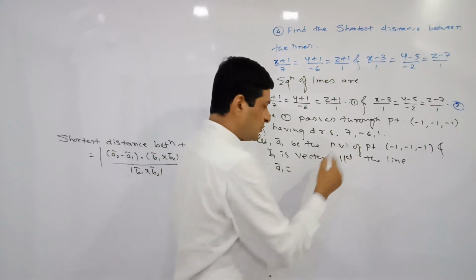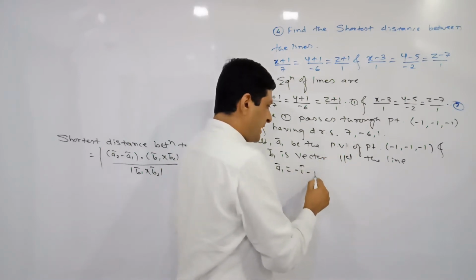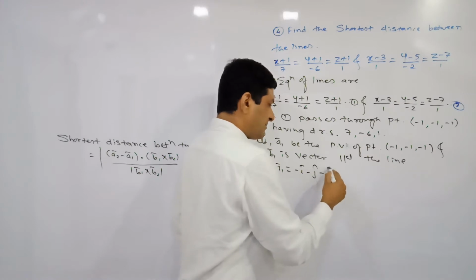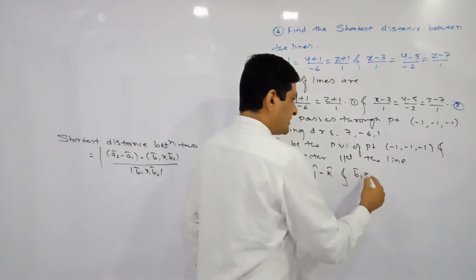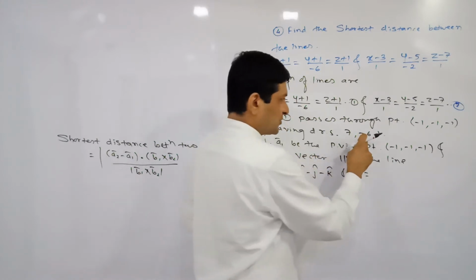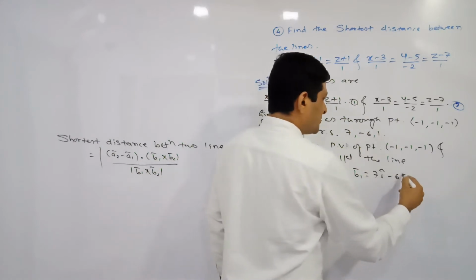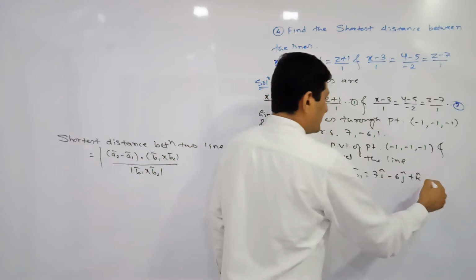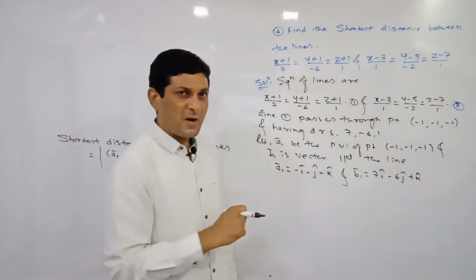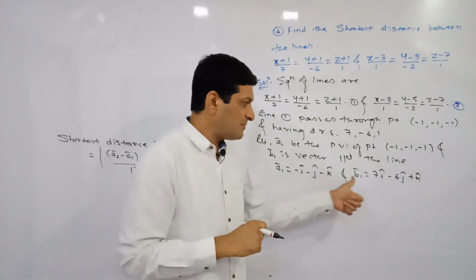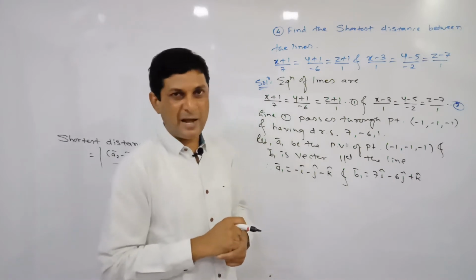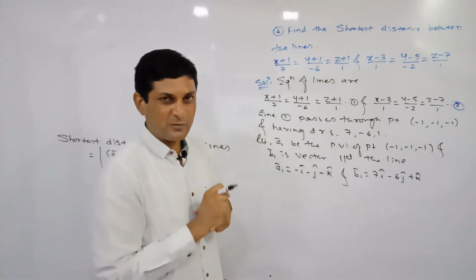What will be the value of a1 bar here? a1 bar will be equal to minus i cap minus j cap minus k cap. And b1 bar, from these direction ratios, we get the value of b1 bar, that is 7i cap minus 6j cap plus k cap. Now the method which we applied to find the values of a1 bar and b1 bar, the same method we apply to find the values of a2 bar and b2 bar.